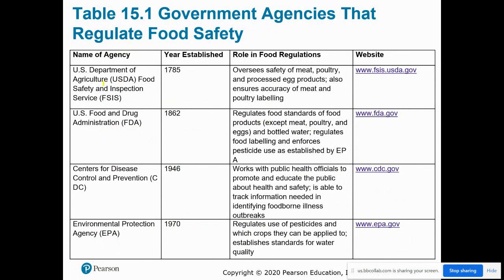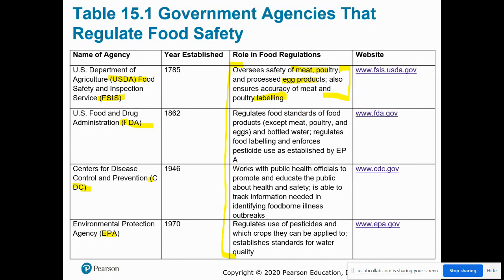Here's a quick little overview of at least the 5 agencies that were listed on the previous slide. I'm not going to ask you to remember these for our class, but if you're interested, you can take a look. You don't necessarily need to put any of this in your memory. So we have the U.S. Department of Agriculture, the USDA, and then the Food Safety and Inspection Service. And you can see what they regulate. Those two regulate a lot of meat, poultry, and egg safety, as well as labeling.